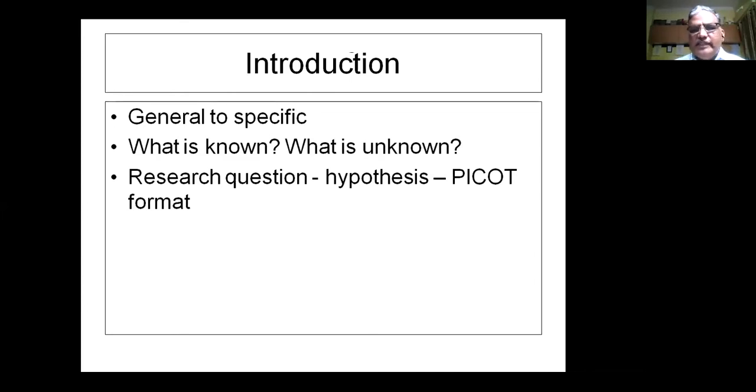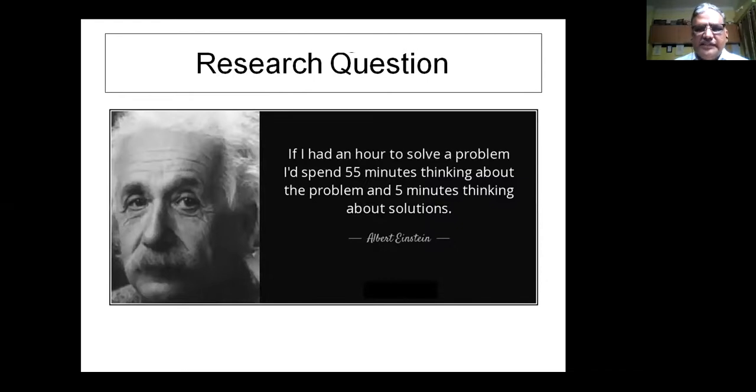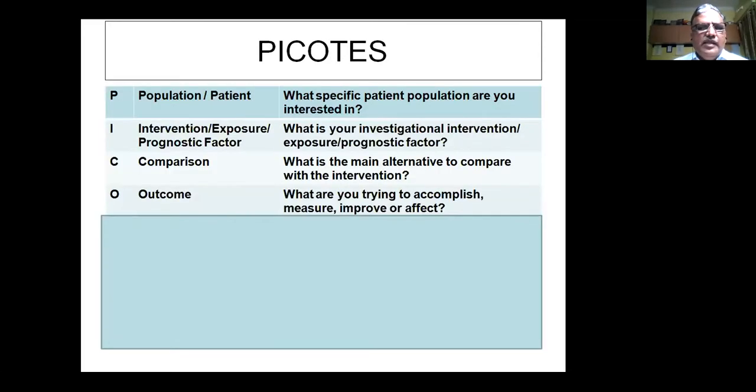Now, this PICOT format, there are various ways people have approached it, and the science of this question has also evolved. Albert Einstein once said that if I had an hour to solve a problem, I would spend 55 minutes thinking about the problem and only 5 minutes thinking about the solution. So the question is the most important aspect of any study, whether you are planning or critiquing and seeing what is actually being planned to be answered with that question. Most important thing. We were very familiar with PICO, but there are some extensions to it.